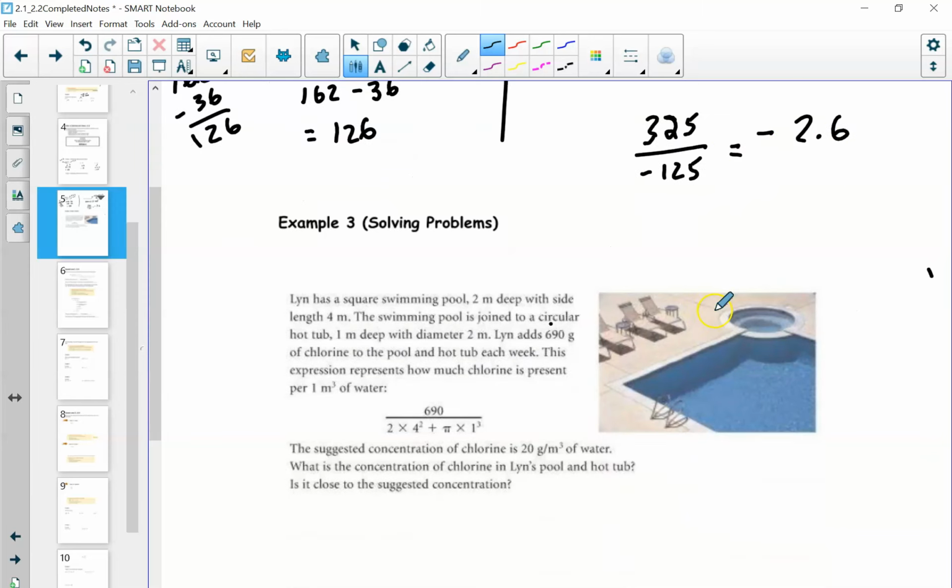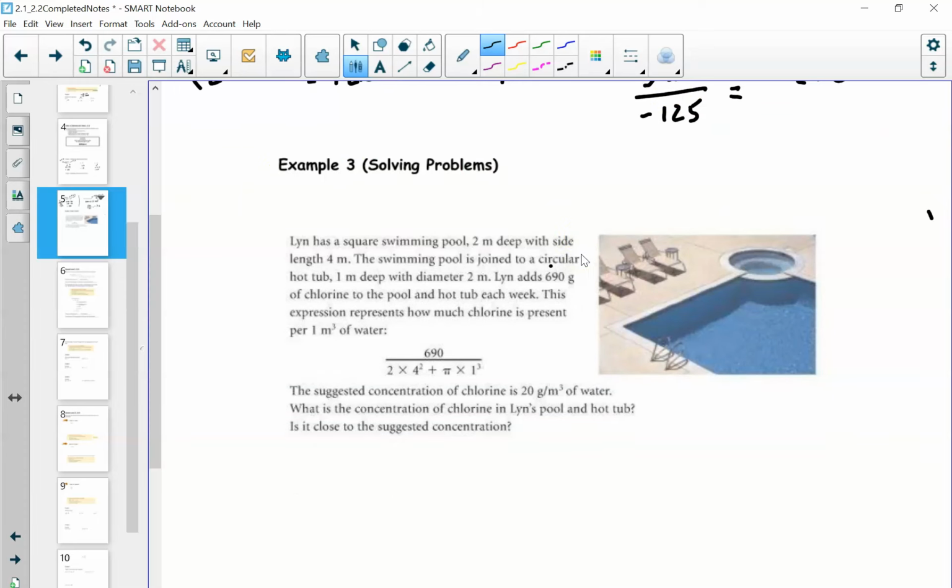Now obviously, we're going to be using this new math that we've discovered to solve problems, because otherwise it's just numbers on paper and it's utterly pointless in real life. So let's read this problem. Lynn has a square swimming pool. That's handy. 2 meters deep with side length 4. The swimming pool is joined to a circular hot tub, 1 meter deep, diameter of 2.